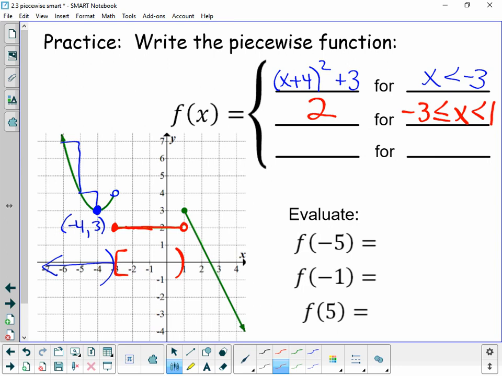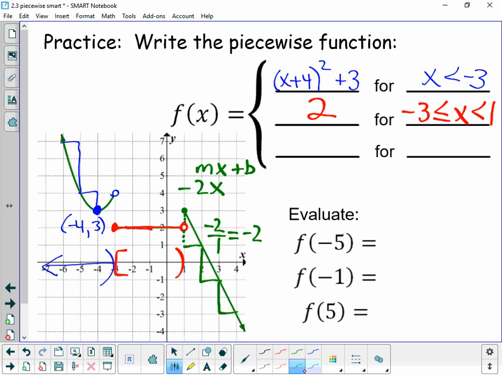Finally, we have a line. Now normally, again, when we're writing a line, we use slope-intercept form, mx plus b. The slope I can count out pretty easily. It's going down 2 over 1, down 2 over 1, down 2 over 1. We would usually just write that as -2.